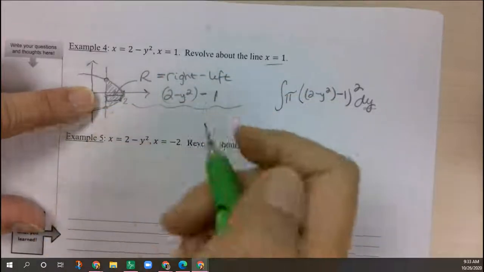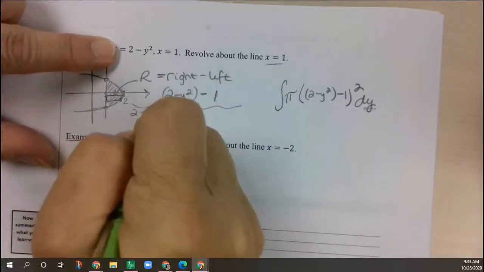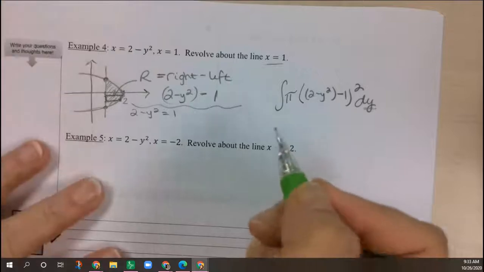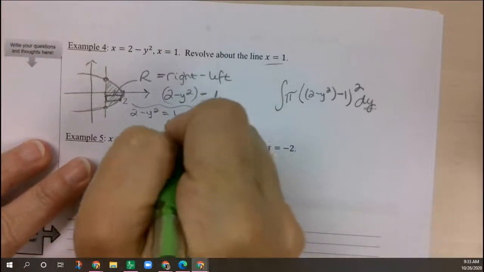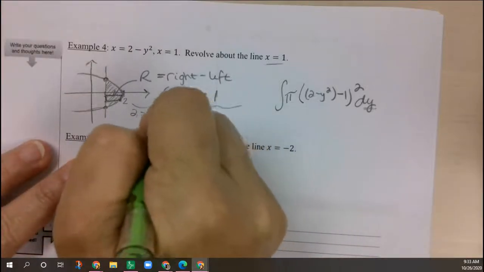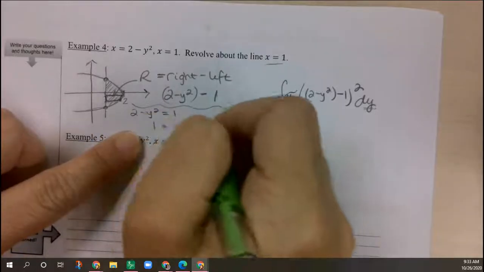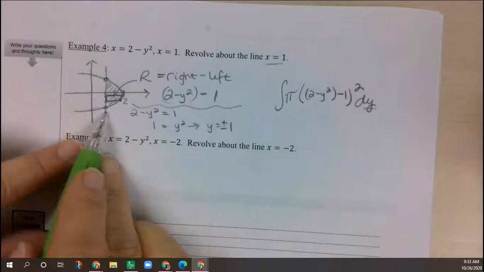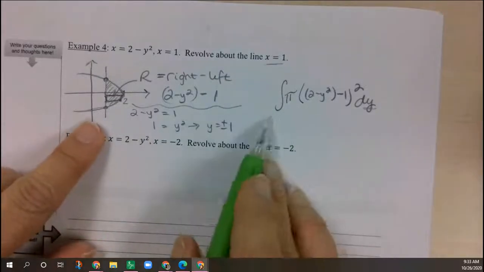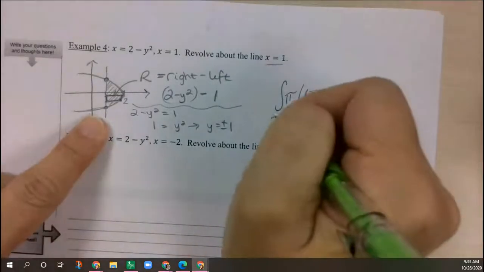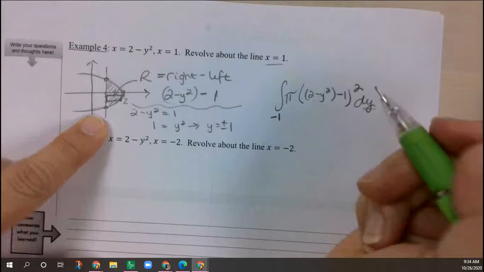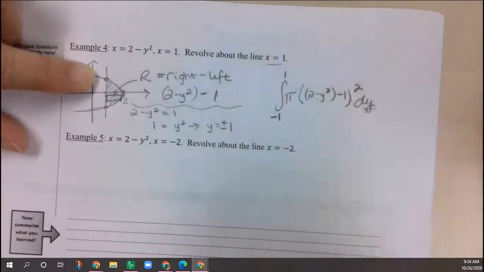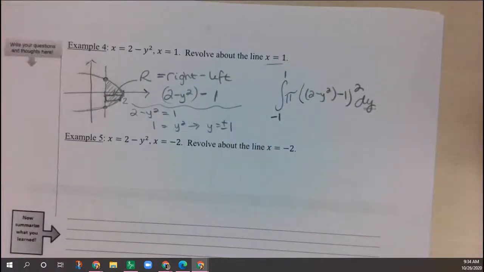So let me block this off. So I've got 2 minus y squared. I want to know when that equals 1. I'm going to add y squared over to this side, subtract 1. y squared is equal to 1. So that means that y equals plus or minus 1. And so my lowest y value here is, of course, going to be the negative 1. And then my highest y value, positive 1.